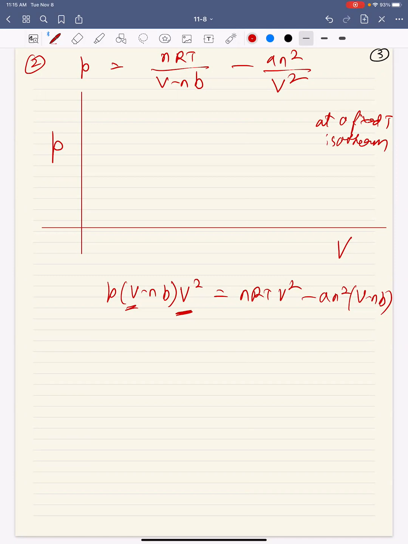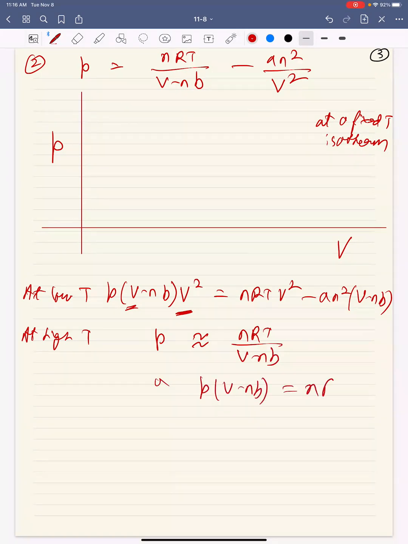Okay. But as the temperature becomes very high, then what Vanessa said starts to apply. So at low temperature, this is true. At high temperature, we get primarily P is equal to nRT by (V minus NB), or P multiplied by (V minus NB) is equal to nRT. Approximately. How many solutions will this have? 1.